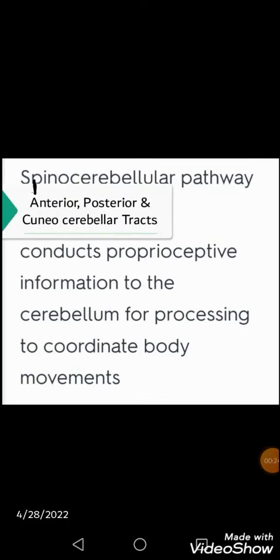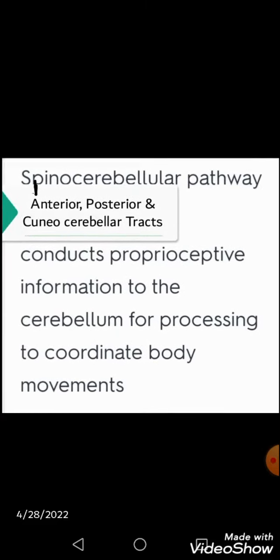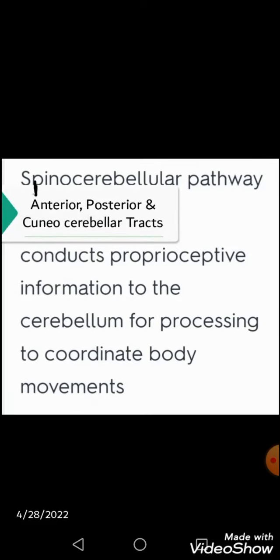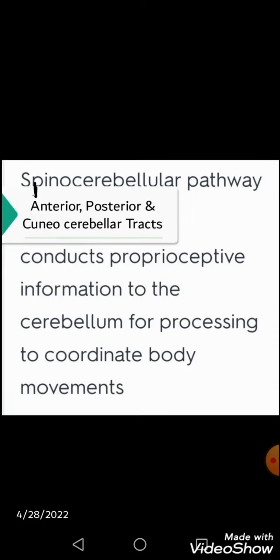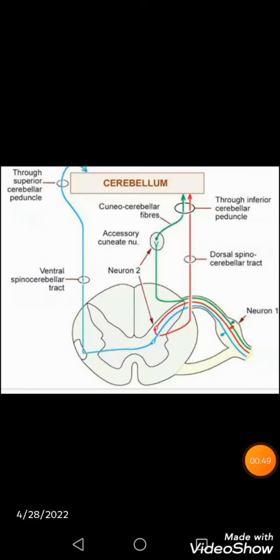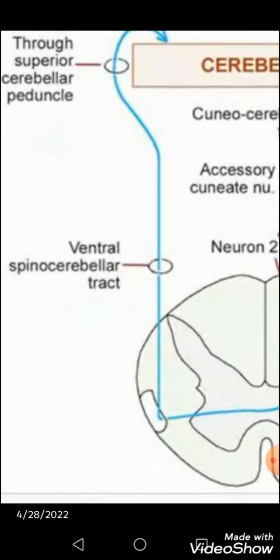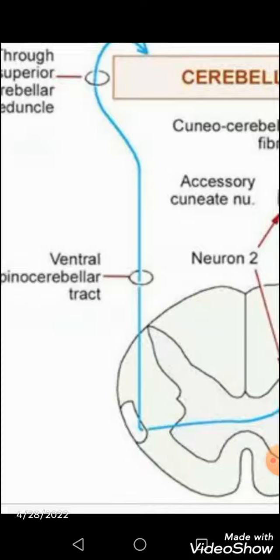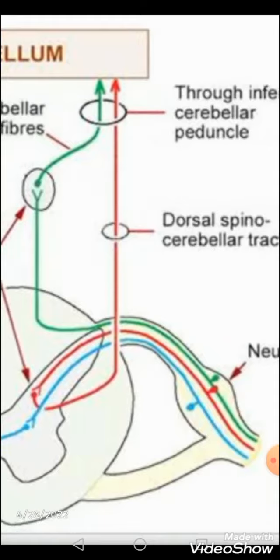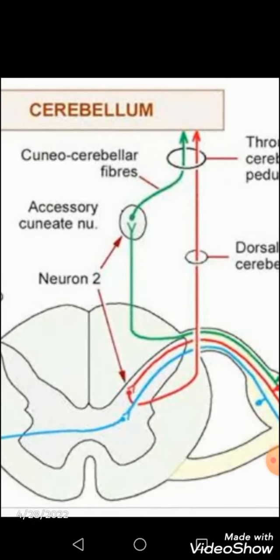Now, the spinocerebellar pathways, which is our today's topic, are of three main varieties: the anterior, posterior, and cuneo-cerebellar tracts. What they do is take proprioceptive information towards your cerebellum so that your body works smoothly and coordinates accordingly all the information. In this diagram, the three tracts are being shown: the anterior or ventral spinocerebellar tract in the blue line, the dorsal spinocerebellar tract in the red line, and the green line is showing the cuneo-cerebellar tract or fibers reaching towards your cerebellum.